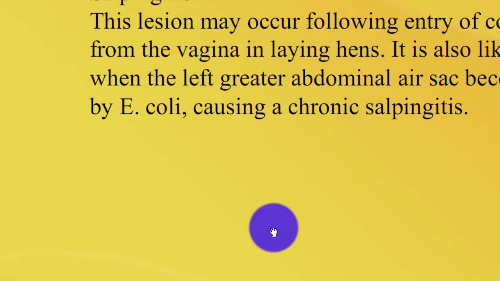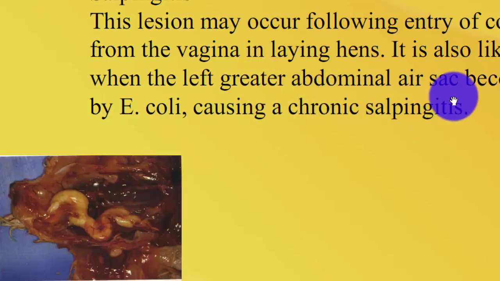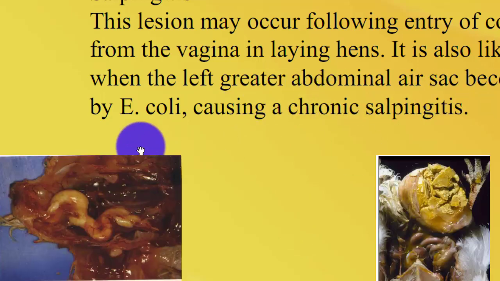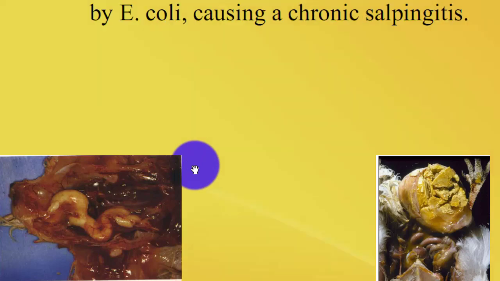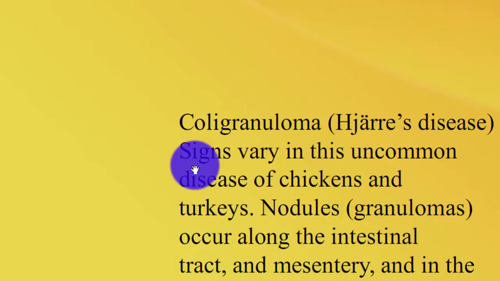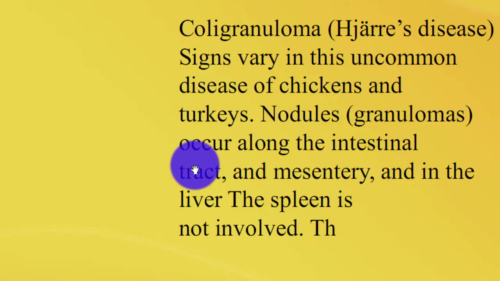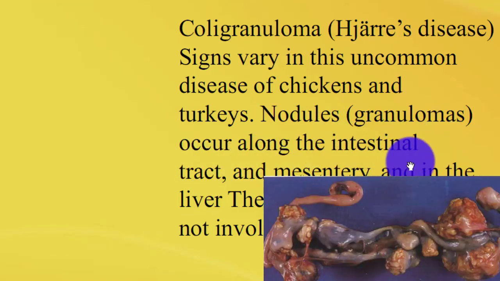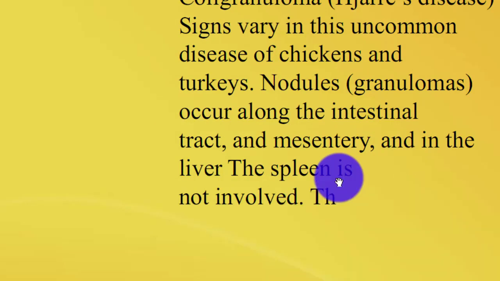Salpingitis. This lesion may occur following entry of coliform bacteria from the vagina in laying hens. It is also likely to develop when the left greater abdominal air sac becomes infected by E. coli, causing a chronic salpingitis. Polygranuloma, Hjarre's disease. Signs vary in this uncommon disease of chicken and turkey. Nodular granulomas occur along the intestinal tract and mesentery, and in the liver; the spleen is not involved.